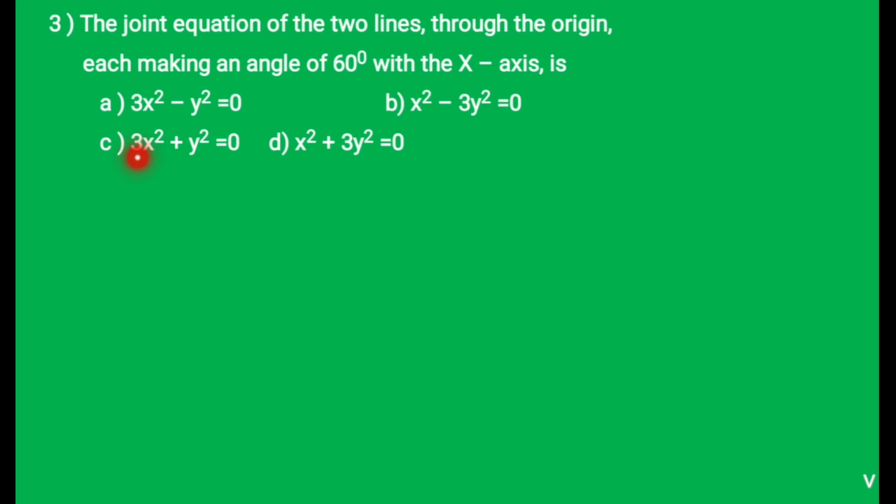So option A is 3x square minus y square equals to 0. Option B is x square minus 3y square equals to 0. Option C is 3x square plus y square equals to 0. Option D is x square plus 3y square equals to 0.